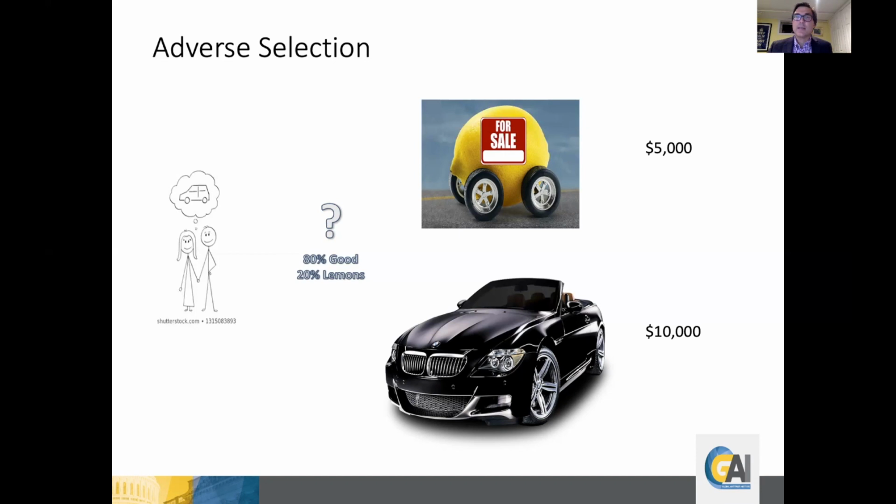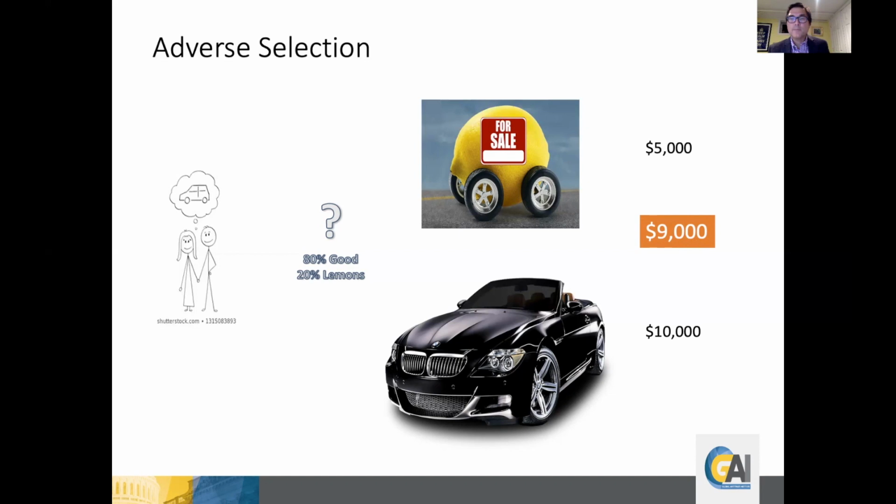Well, they look at the expected value of what they're likely to encounter. There's a 20% chance that they're going to get a car worth $5,000 and an 80% chance they're going to get a car worth $10,000. What that means is the expected value of a car is $9,000. So rationally, when they walk into the dealer, they won't pay anything more than $9,000. Okay, that makes sense. So where's the problem?